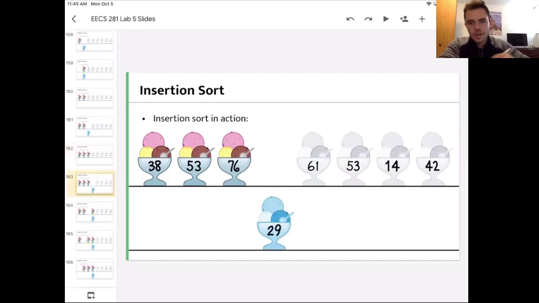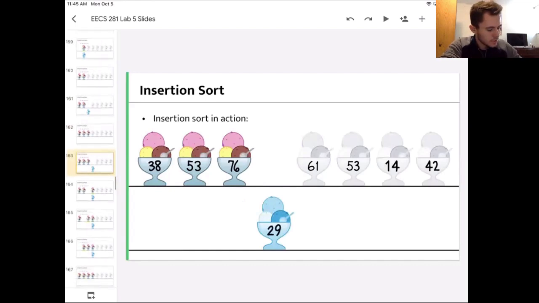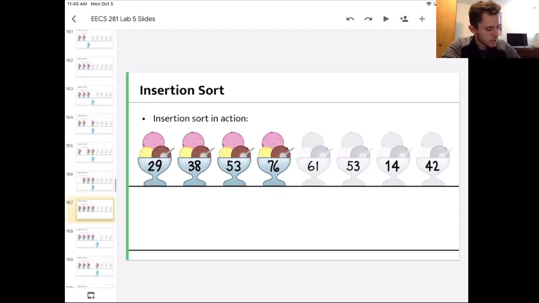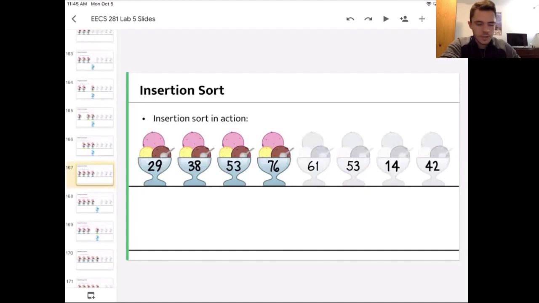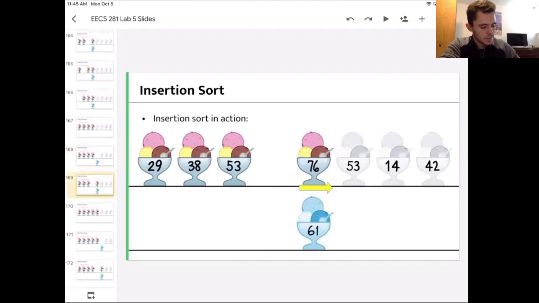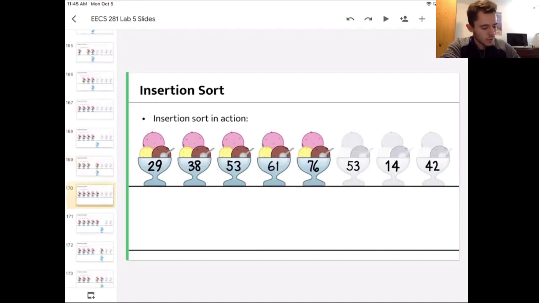Next, we're going to grab 29. Once again, we keep shifting left until we get to a smaller element. We shift left once, again, again, and we put it at the beginning. Next, we need to insert the 61. We keep shifting left until we get to a smaller element. We shift left once, and then we compare against 53, and 53 is smaller than 61. So we don't need to shift anymore, and we insert it here.